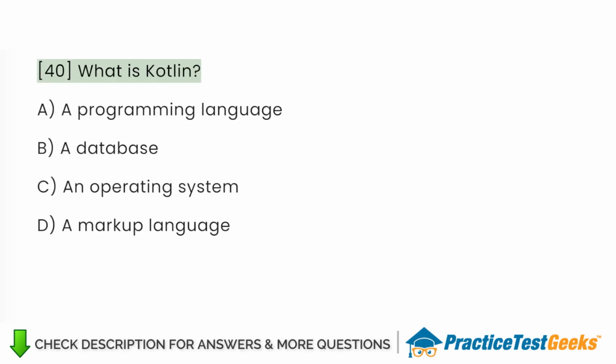What is Kotlin? A. A programming language. B. A database. C. An operating system. D. A markup language.